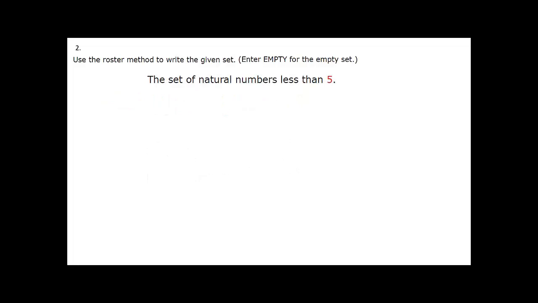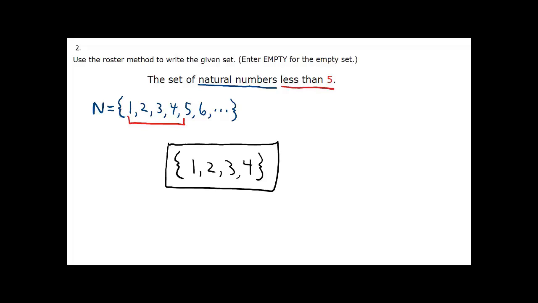Number 2. Use the roster method to write the given set. The set of natural numbers less than 5. Remember, the natural numbers are just the counting numbers. But we want to be less than 5, so we can only go up as high as 4. So the set of natural numbers less than 5 is a set containing the elements 1, 2, 3, and 4.